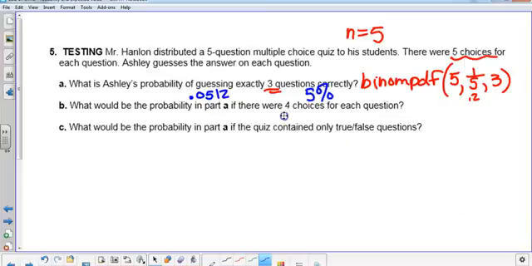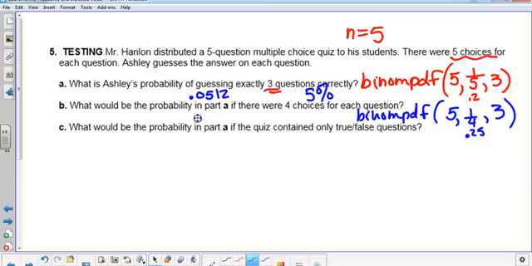All right, what if we change it to 4 choices? Be careful. Are there still 5 questions? What changed then? It's 1 out of 4 chances, or 0.25, that she gets it right. It says use part A, so she still wants to get 3 right. Should this go down or up? Okay. What is it?